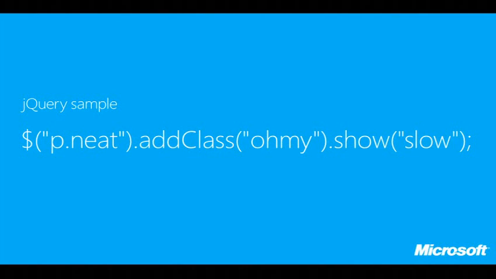And then we have that selector, p.need in the sample. That's a selector like in CSS. So we select all paragraphs, the p element, the p tag in HTML, and we filter on the class need. So the dot means class. So we have all those elements that are a paragraph with the class need applied to it, and then we do the rest of the command on that. So we add a class OMI, and we show them slowly.